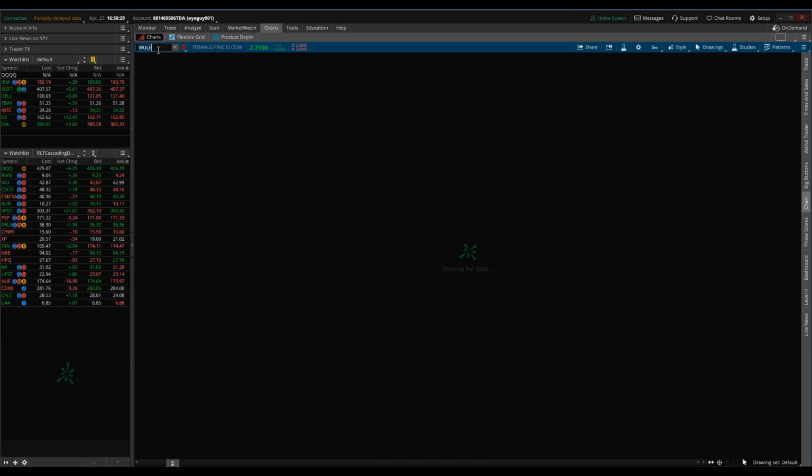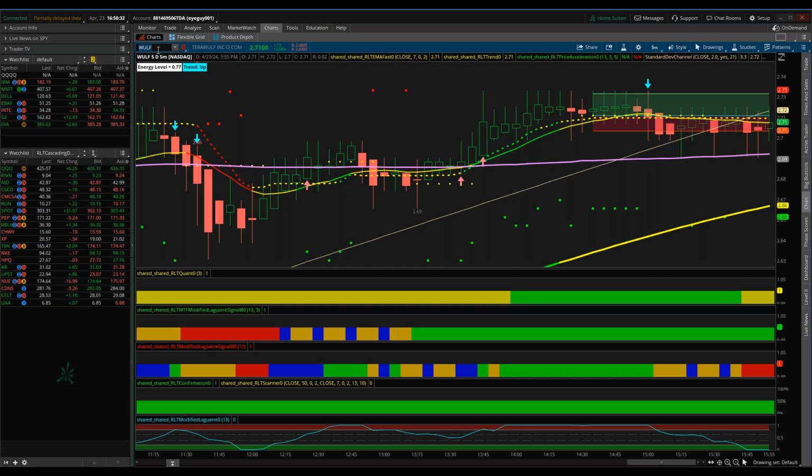W-U-L-F. Now, Wolf on a 5-minute is really also not trading that well. It's right below the zone of consolidation and not an optimal trade. This is why it's a laborious task to find trades that are really going to be advantageous for us.